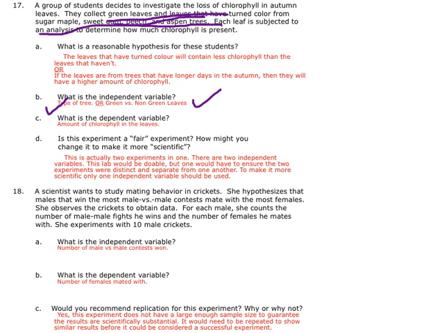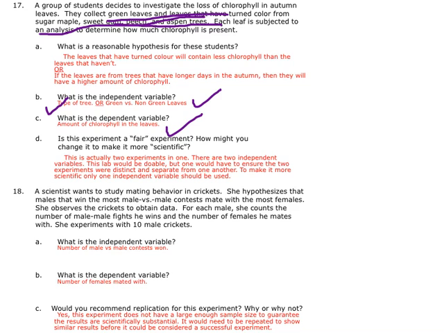Question 17C, what is the dependent variable? Well, it doesn't matter which way you look at it. It's the amount of chlorophyll in the leaves. So they're going to measure the amount of chlorophyll in the leaves, the difference between the two, the green leaves versus the brown leaves, or the different trees, depending on which experiment you want to look at it from.